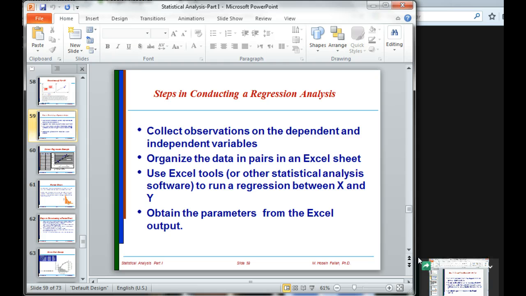And the steps to doing the regression analysis are that you need to collect your observations on both variables, and then you can put them out in columns in an Excel sheet. I'm going to show that, and then plot it and get the relationship. Let me just see if I can bring my Excel sheet up here and go through a couple of these.